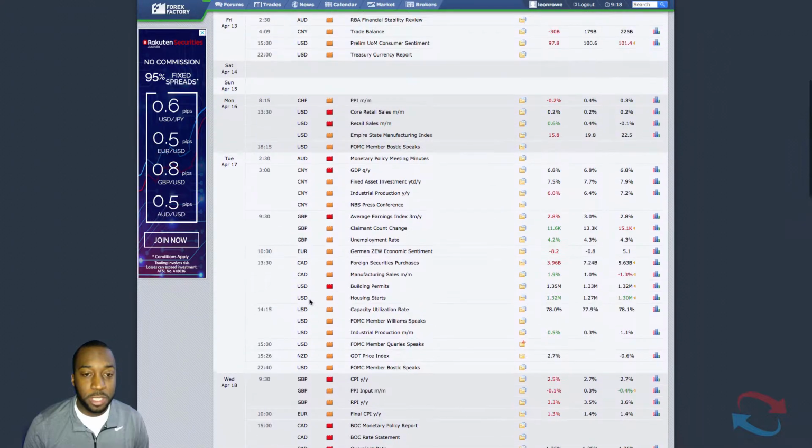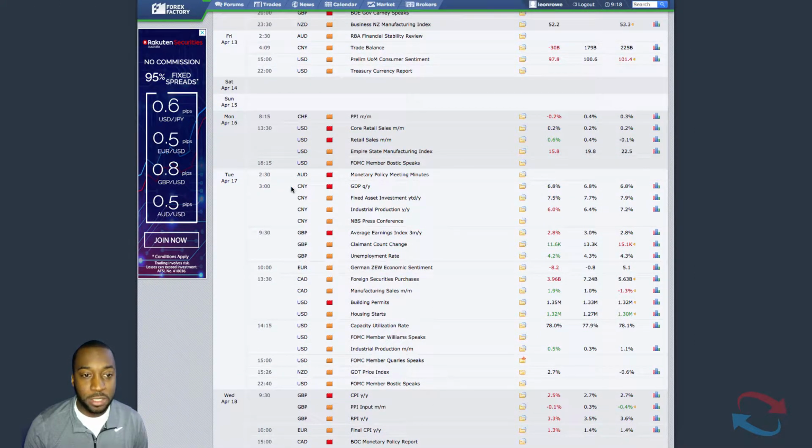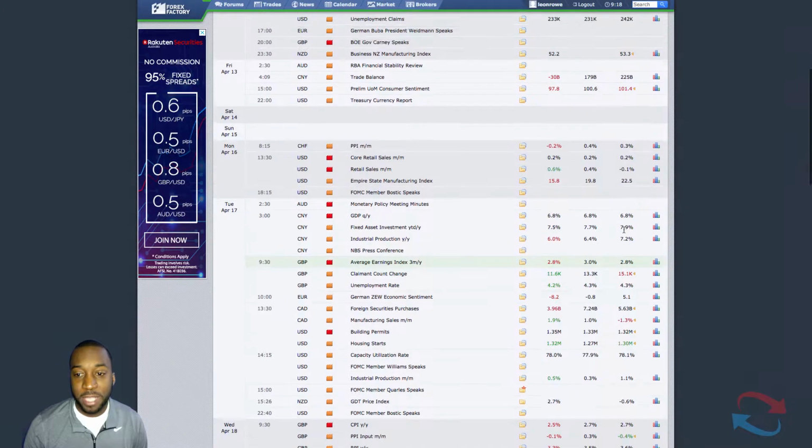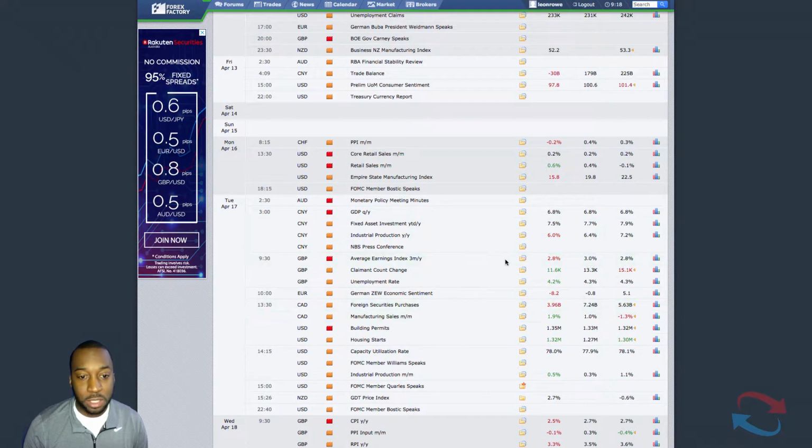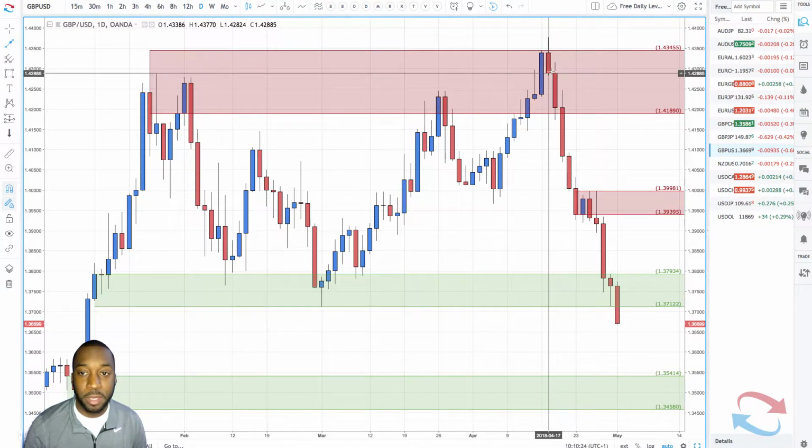On the 17th, for the pound, we had average hourly earnings, which was an important economic indicator reading. They were expecting the forecast, which is the middle forecast, to be at 3, but we ended up going below the expected forecast. So what do you think is going to happen here?